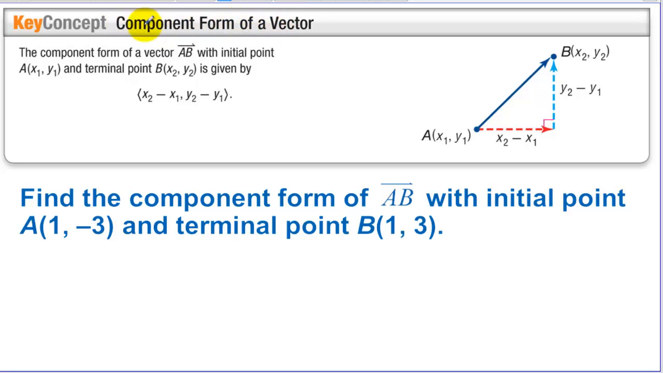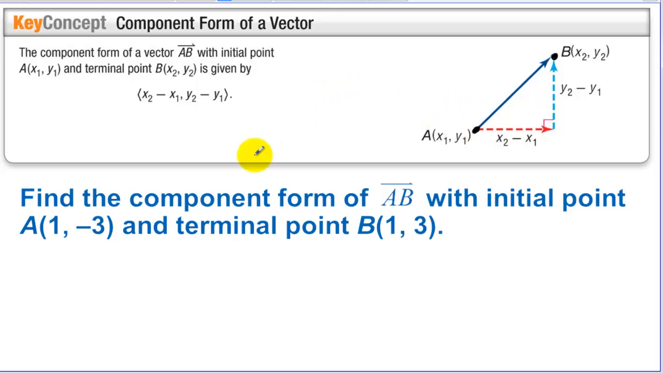Component form of a vector. The component form of a vector AB with initial point A (x1, y1) and terminal point B (x2, y2) is given by: we subtract the x's and we subtract the y's. And the component form of a vector is denoted by these symbols, which are chevrons.